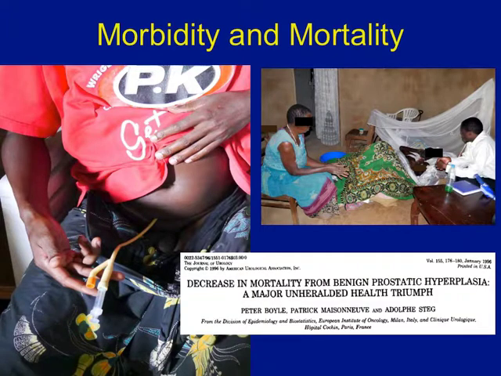So the other reason to do this study now is to deal with the topic of equity, and that's part of the rationale that we applied for this grant. In the early 90s to mid-90s, there were quite a few articles that read something like this: decrease in mortality from BPH, a major unheralded health triumph. And these kinds of studies looked at global databases and showed that death from obstructive disease had gone down in the developed world, but in areas of the world there were still high complication rates.